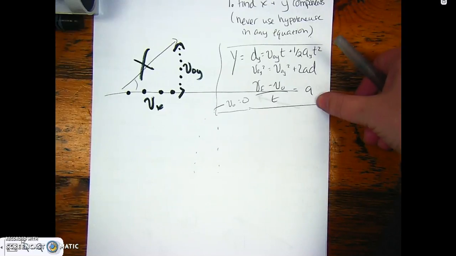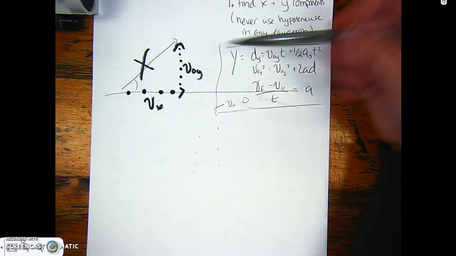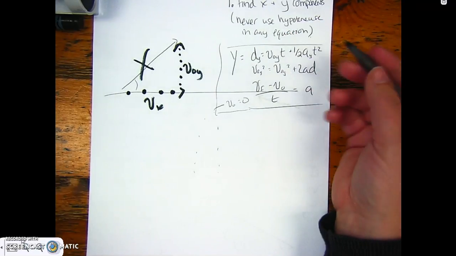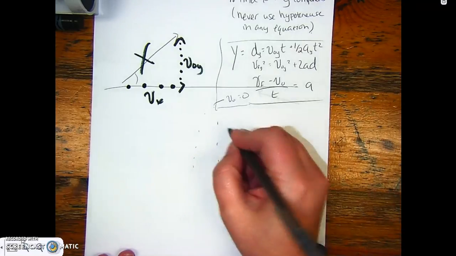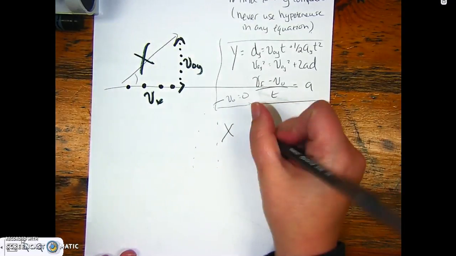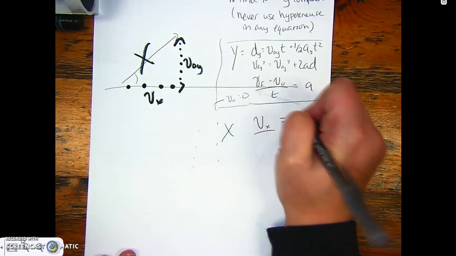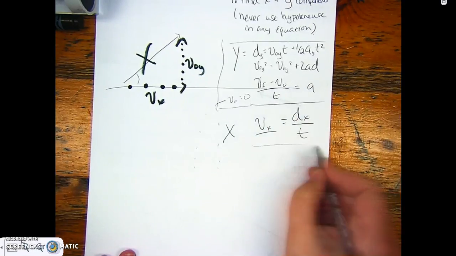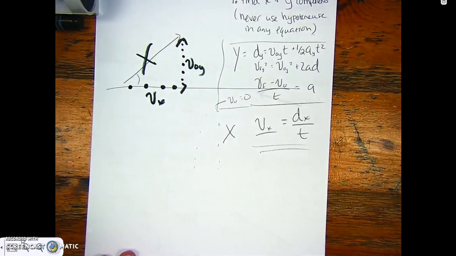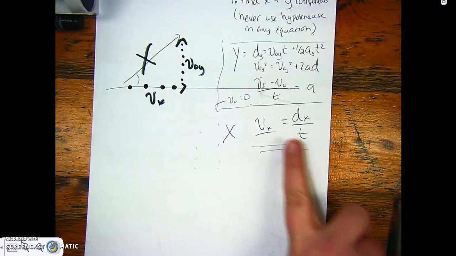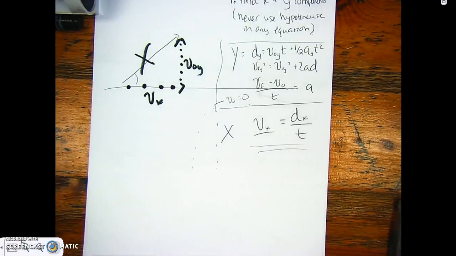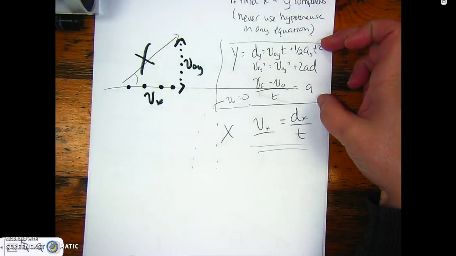But we will be using one of these constant acceleration equations when we're dealing with the y stuff. Then when we deal with the x stuff, again, we're moving at a constant velocity, so Vx is equal to dx over t. So we use the constant velocity equation with no acceleration. Remember that this equation can only ever be used when the acceleration is 0 and not in one of these other cases.